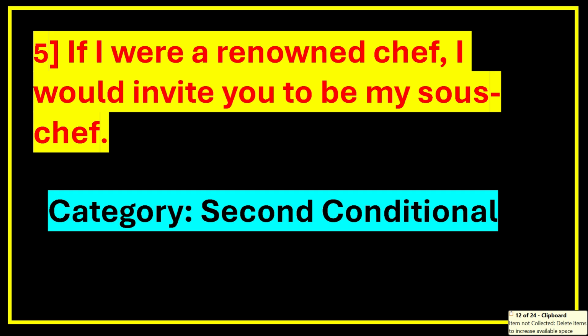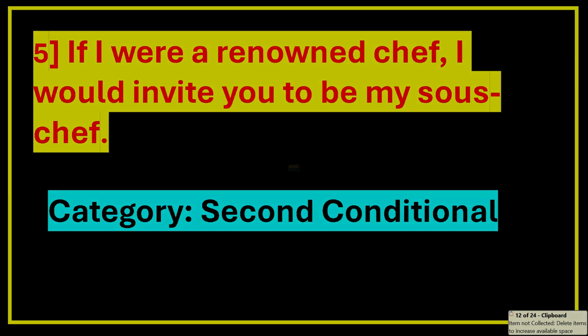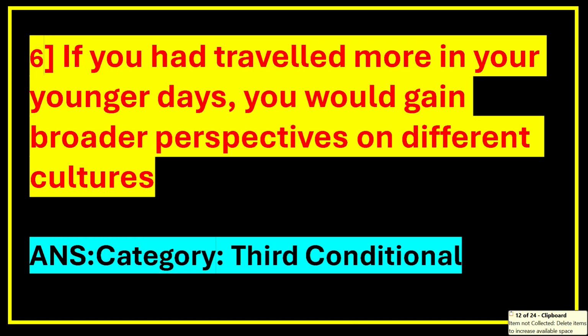This sentence describes a hypothetical or unreal present future situation. The speaker is not a renowned chef in reality, but they are imagining what they would do if they were. The use of were instead of was is a formal way of expressing an unreal situation, making this a second conditional sentence.